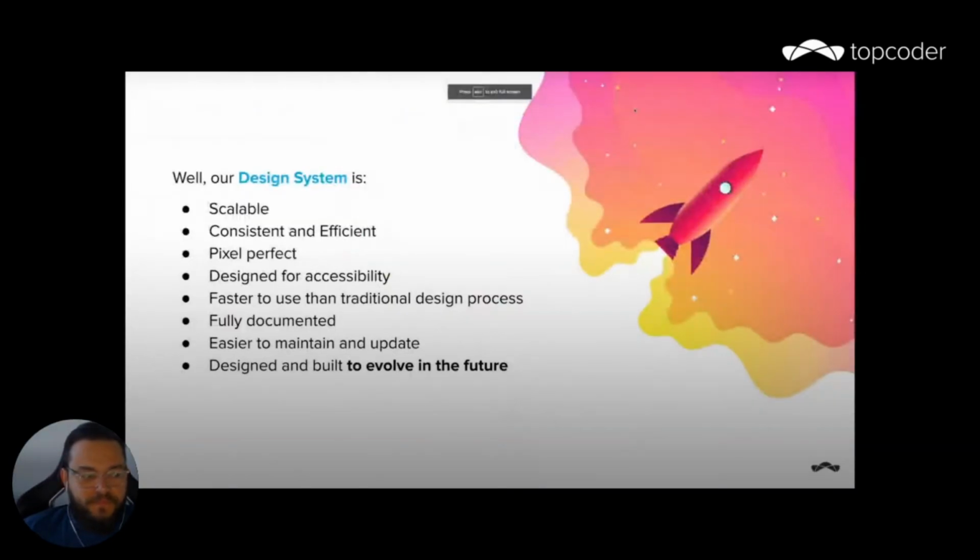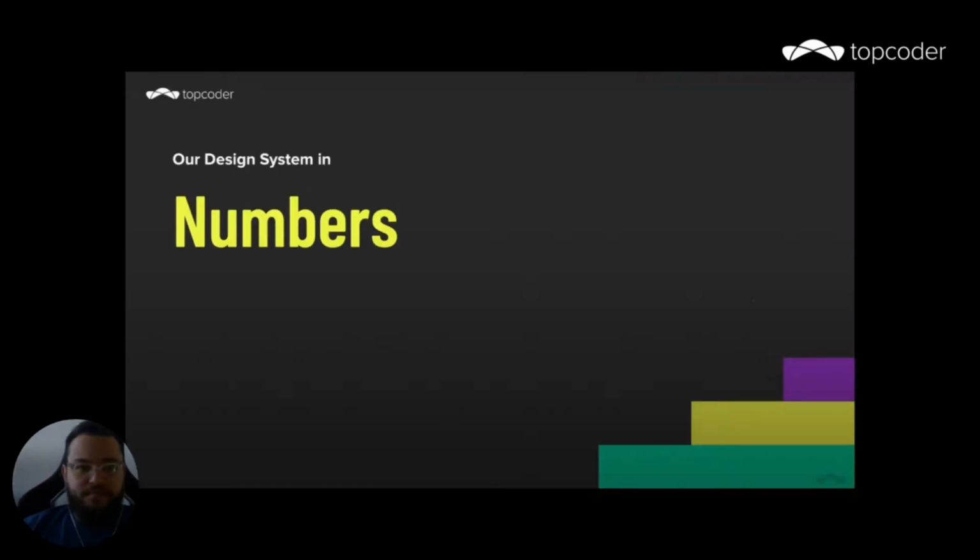Okay. It's working now. And finally, as I mentioned, it's easy. We design and build to evolve in the future. So if in the future we want to change any element in our design system for any reason, because there are new design trends, because there are new devices in the market, because we have maybe new rules for accessibility, for any reason that you can imagine, it's really easy to update the design system. So this will be like a living organism that will be updating and evolving in the future. So this is really awesome.